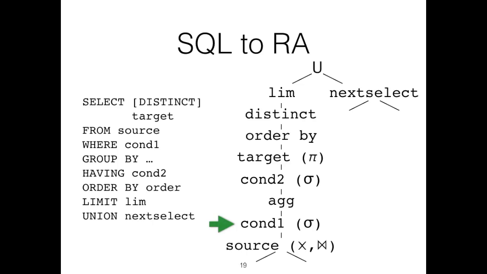Okay, so let's go back to our big mapping. The source or the from clause gives you a whole tree of cross products, possibly some joins in there. Then the condition gets applied as just a selection predicate. Basically take the selection, the where clause, and you put it verbatim into a selection predicate.